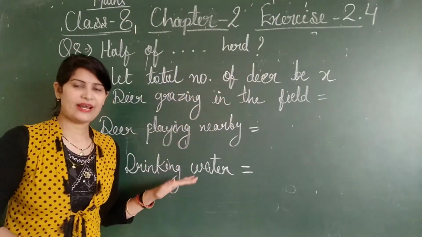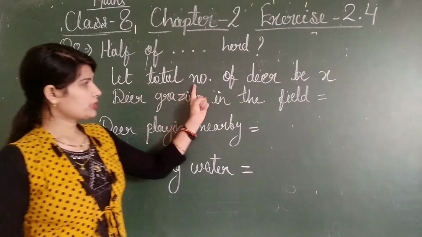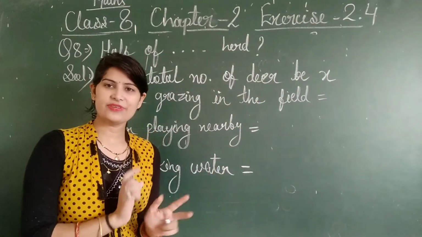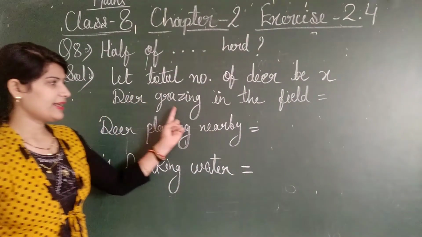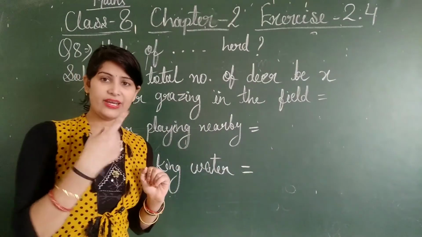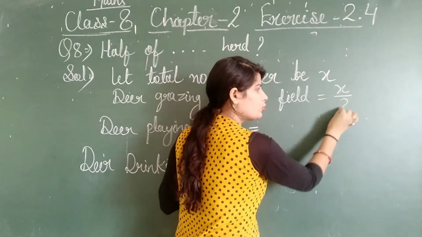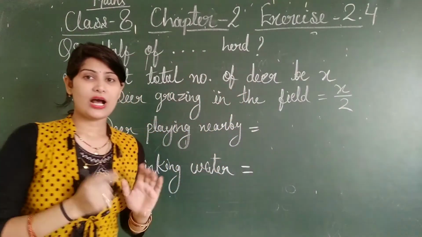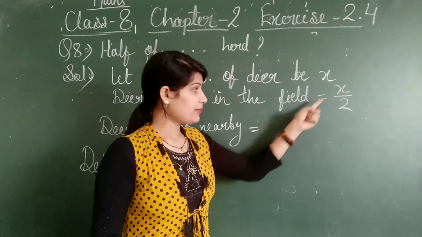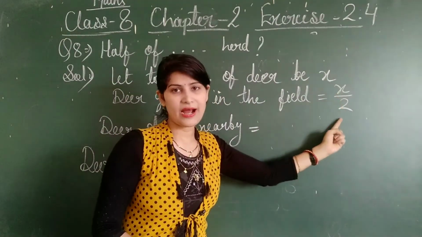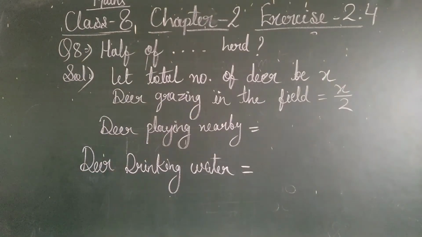Okay, write the statement step by step. So let the total number of deer be X, because we don't know the value of deer. Now what? Deer grazing in the field, given in the question, X upon 2. Why X upon 2? Because half of the deer, and the deer value was what? X. That's why we took half of X, X by 2. Okay, deer grazing in the field, X by 2.